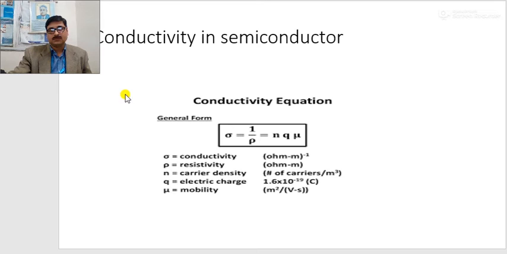And again, conductivity is explained as the inverse of resistivity, and it is given by sigma is equal to n q mu, where mu is the mobility, n is the number of charged particles, and q is the charge of the particle.